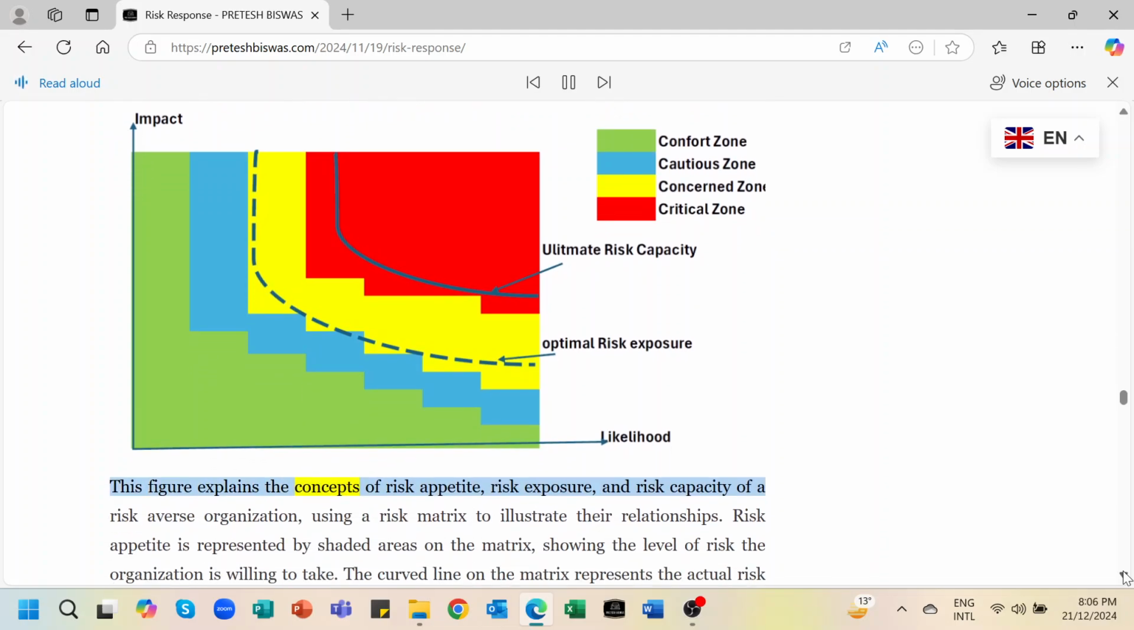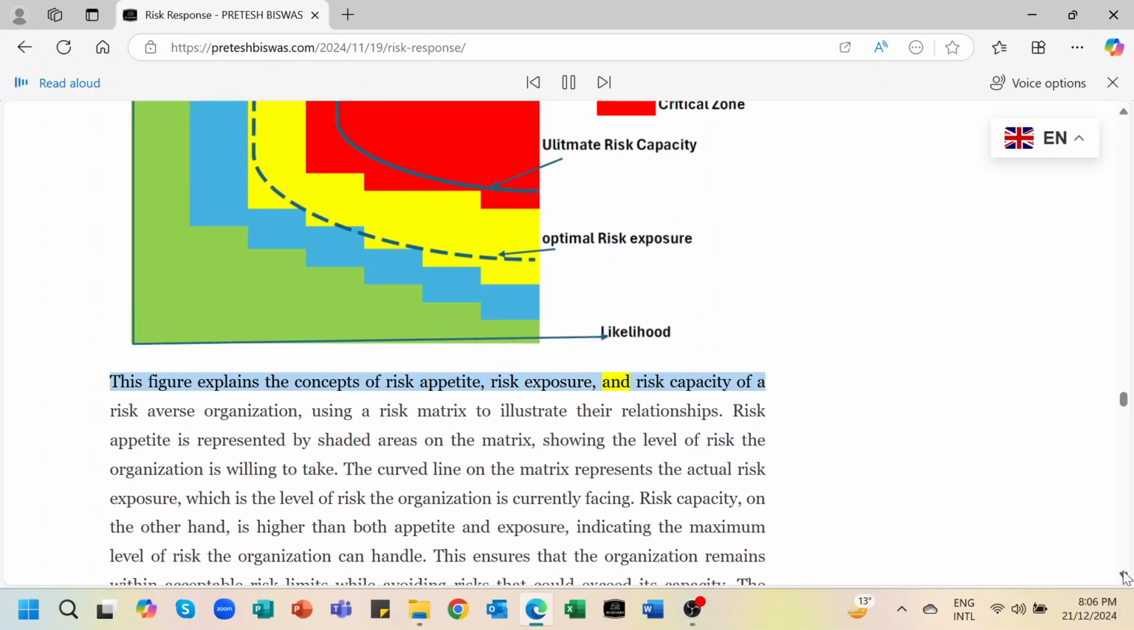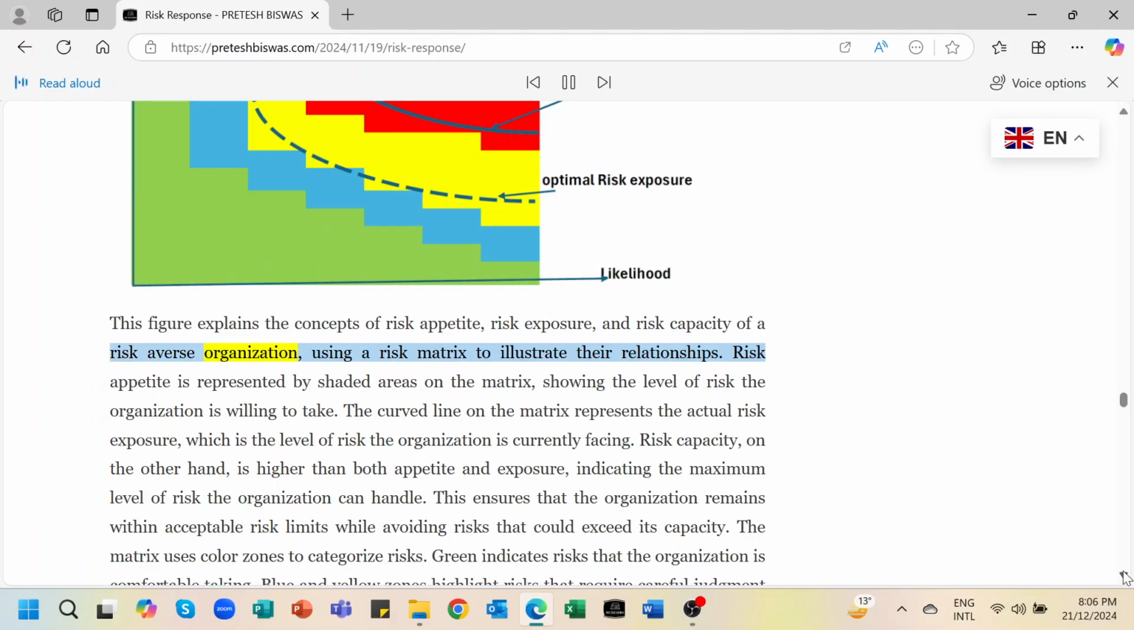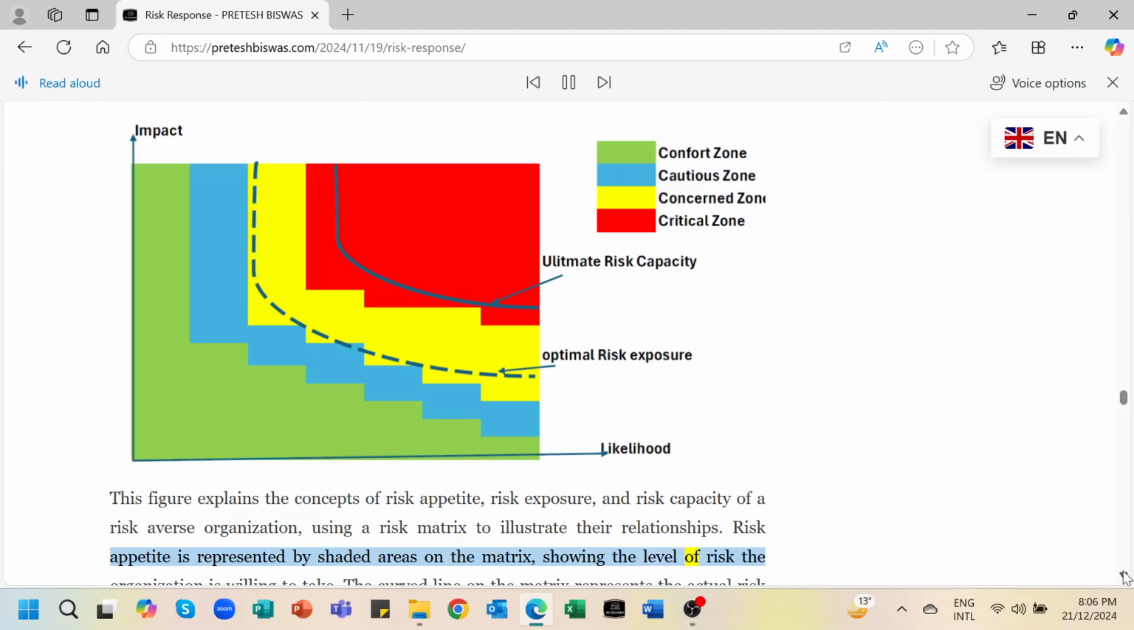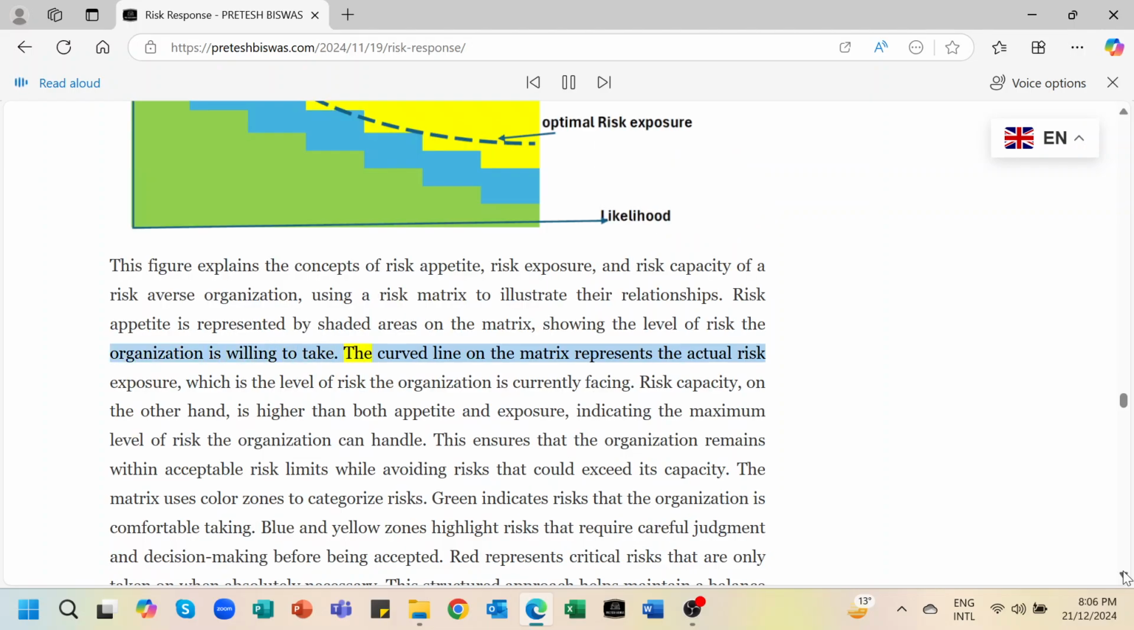This figure explains the concepts of risk appetite, risk exposure, and risk capacity of a risk-averse organization, using a risk matrix to illustrate their relationships. Risk appetite is represented by shaded areas on the matrix, showing the level of risk the organization is willing to take. The curved line on the matrix represents the actual risk exposure, which is the level of risk the organization is currently facing. Risk capacity, on the other hand, is higher than both appetite and exposure, indicating the maximum level of risk the organization can handle. This ensures that the organization remains within acceptable risk limits while avoiding risks that could exceed its capacity.